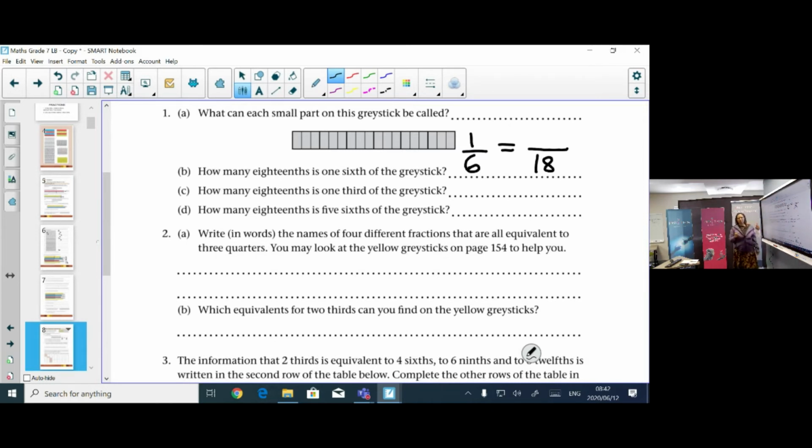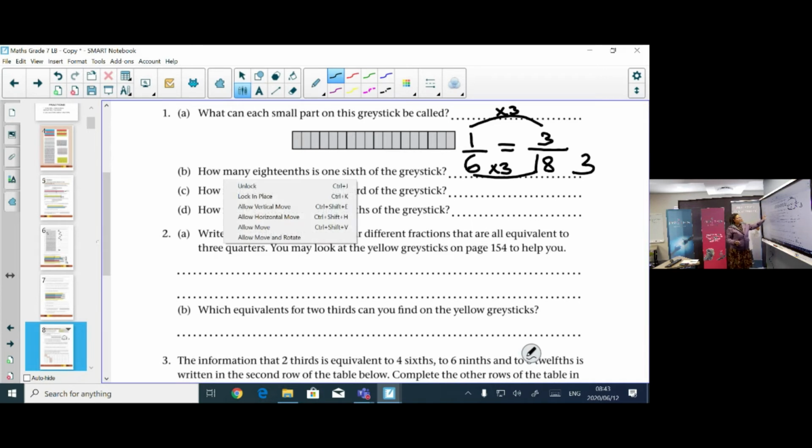So we check the relationship between the two. What is the number that we multiply by to get 18? That will be our 3. So we must also multiply on the top by 3, and we get 3. So the answer will be 3. The parts will be 3 for us to get the similar answer there.